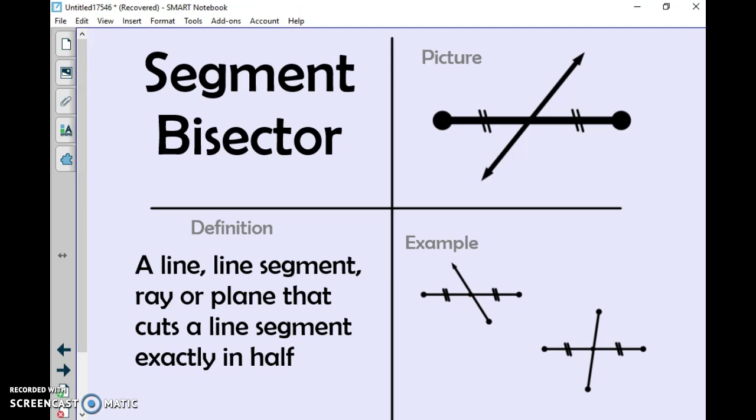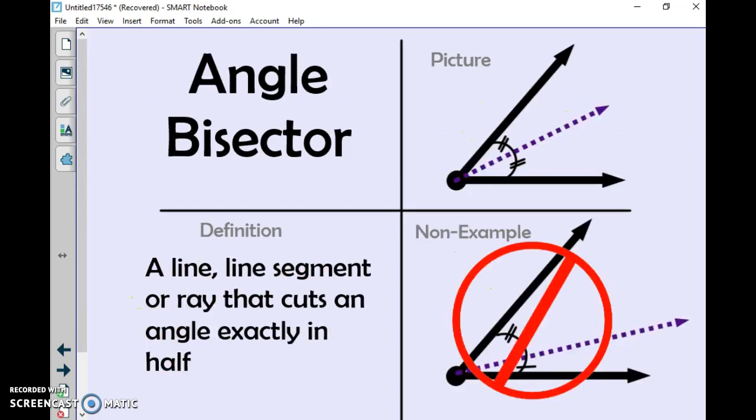So notice how it says cuts exactly in half. That means the two halves have to be equal. So again, notice on the picture, equal, equal. A segment bisector can be a line segment, a ray, or even a plane. Anything that cuts it exactly in half. And you can see on the examples that they show it with these tick marks. You gotta label them when you do this. All right, so moving on to our next one, we got angle bisector.